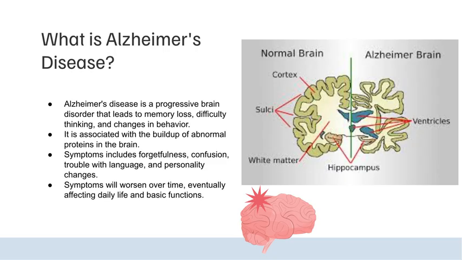The buildup of plaques and tangles causes neurons to die, leading to brain shrinkage, which you can see here in the photo. A normal brain here on the left compared to an Alzheimer's brain on the right, which is significantly smaller. And then also inflammation. Immune cells in the brain become overactive, causing inflammation and further damage. And then lastly, loss of synapses, which are connections between neurons. That's what synapses is. And when that's lost, it impairs communication in the brain.